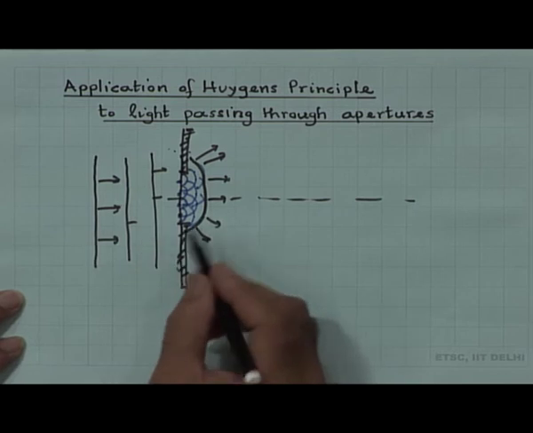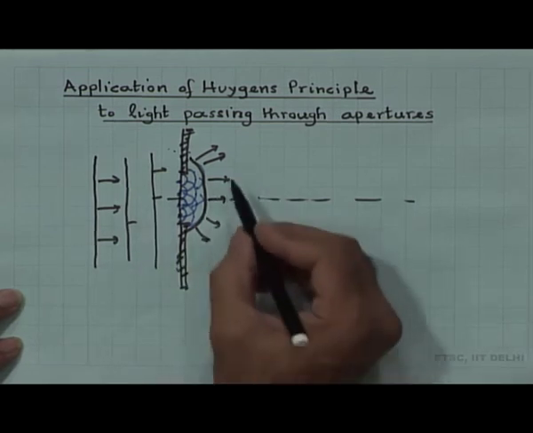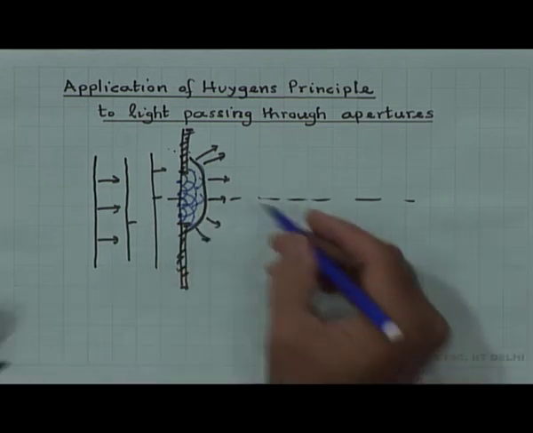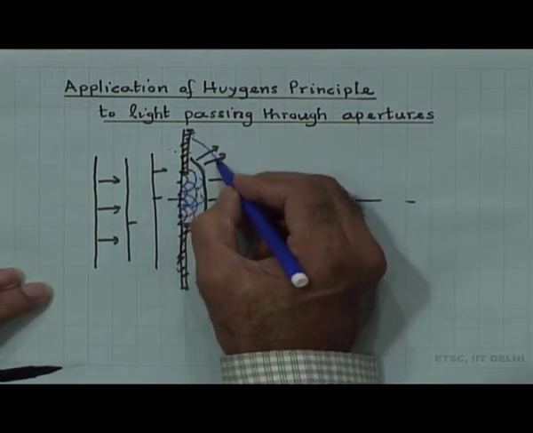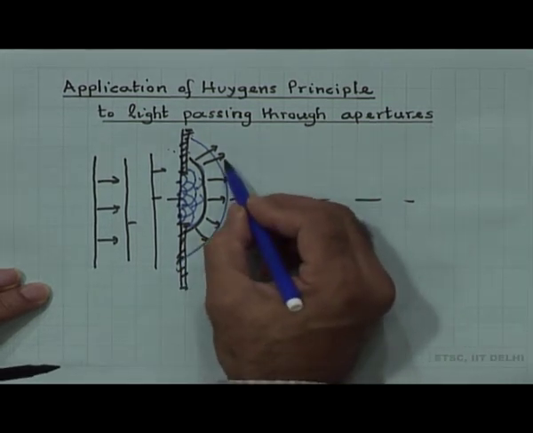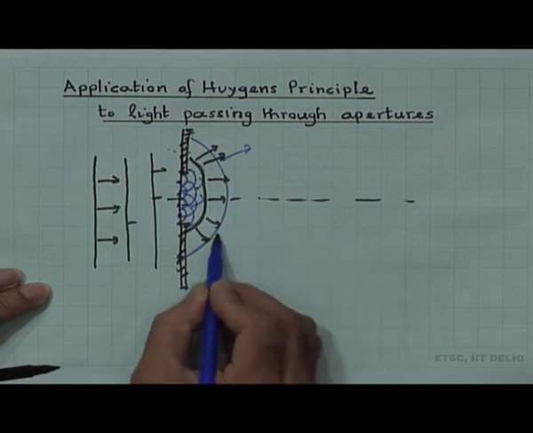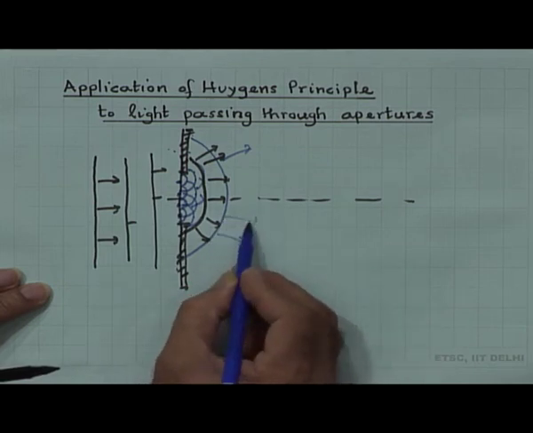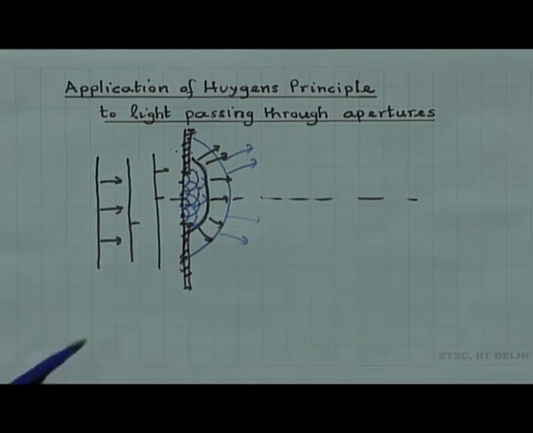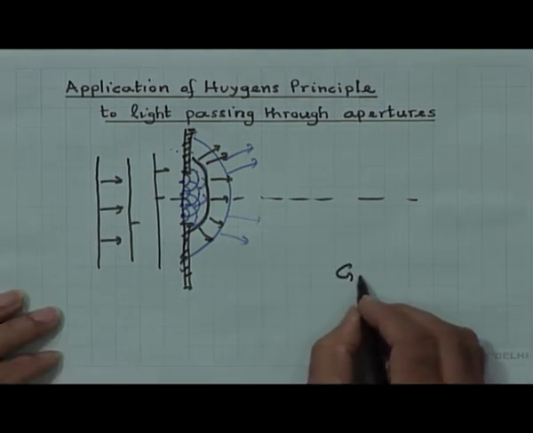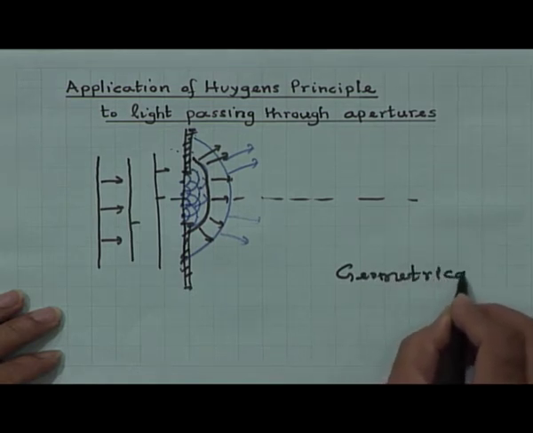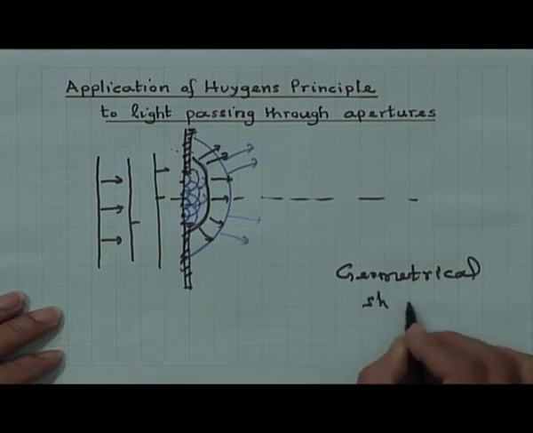If we see this more carefully, what it means is that if I plot the wavefront at a later time, it would further become like this. So, what it means is the wave is also propagating in the geometrical shadow of the aperture. What is this word? I have now introduced the word geometrical shadow.